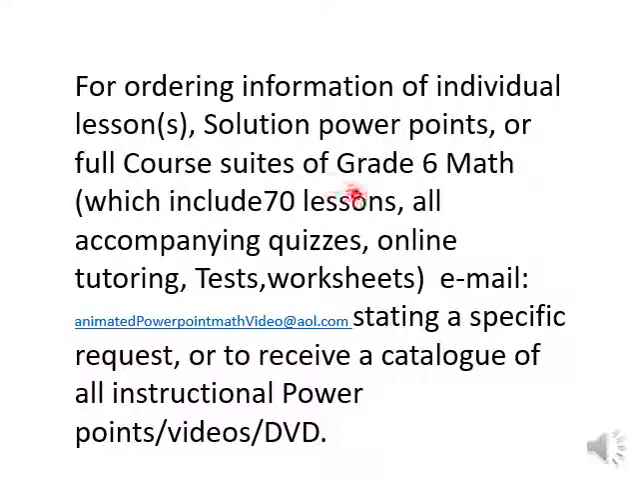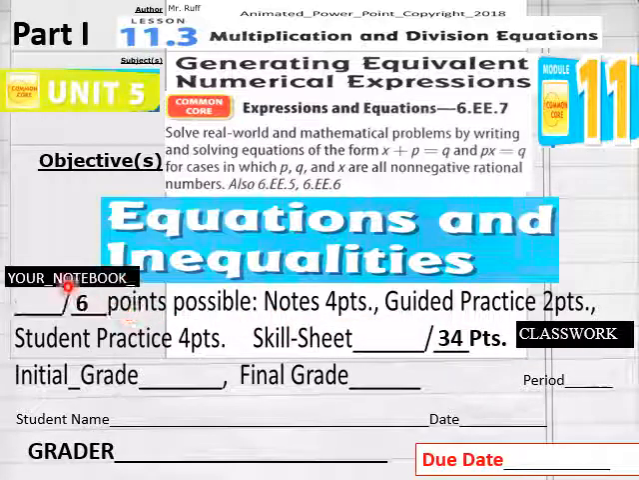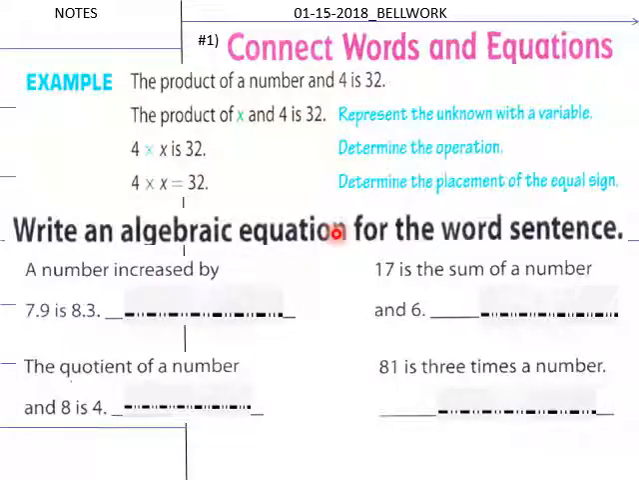Everybody, we're getting ready to do lesson 11.3 part 1 for grade 6 math today. For 11.3 part 1, generating equivalent numerical expressions, you have 34 points on your classwork sheet. Students, have that out in front of you. Then 6 points will go into your notebook. Students, put your name, date, and period here, and the due date here for onliners and homeschoolers. We'll start out, teachers and students, with today's bell work.